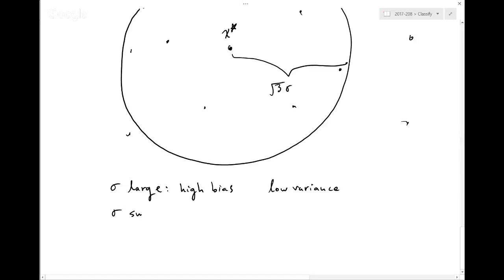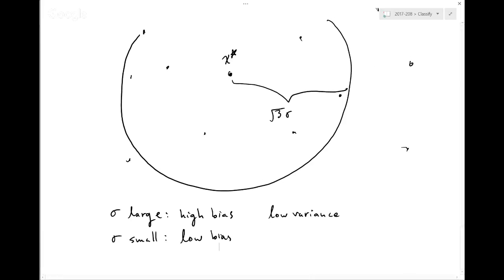Whereas if sigma is small, then we might get a low bias. The idea is that if sigma is small, we're using only points that are close by to x star, effectively. But then it's going to have a higher variance, and that's because we're using fewer points to predict. So that's the basic idea behind the selection of the bandwidth: you get these two things.